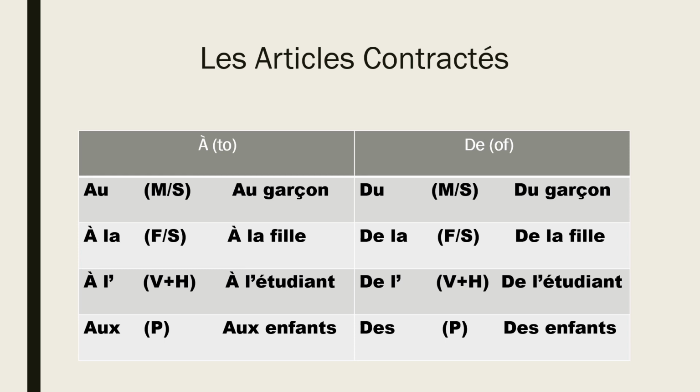So it is used with masculine singular. For example, au garçon, to the boy. Next is à la. It is used with feminine singular. For example, à la fille, to the girl. Next we have à l apostrophe. It comes with vowels and H. Example is à l'étudiant, to the student.